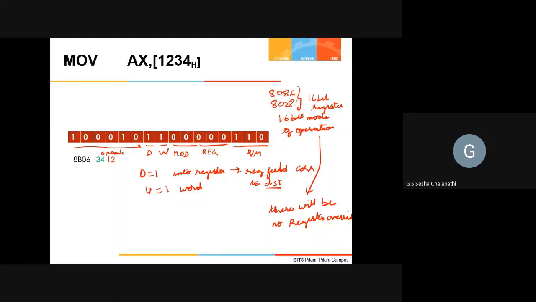How will you do that? How will you understand that? Okay, let us come to that particular field. But as of now, for time being, please take it from me that 000 will be AX only. It will mean AX only.